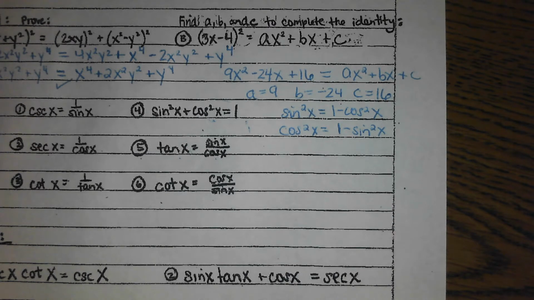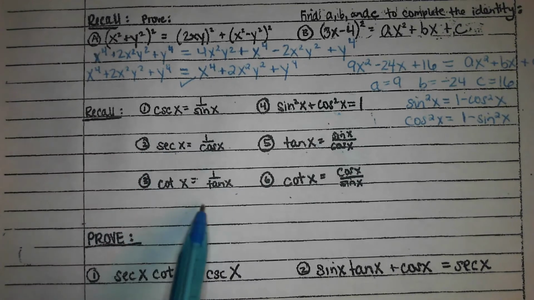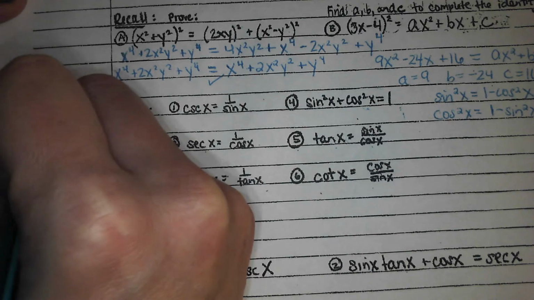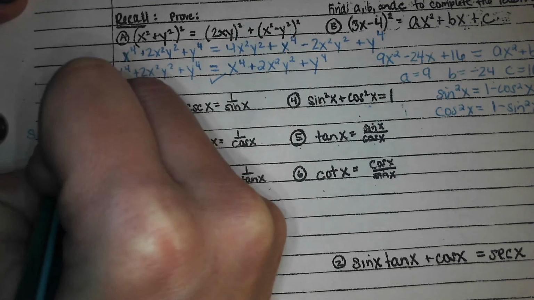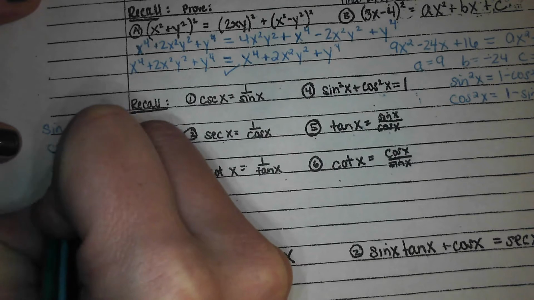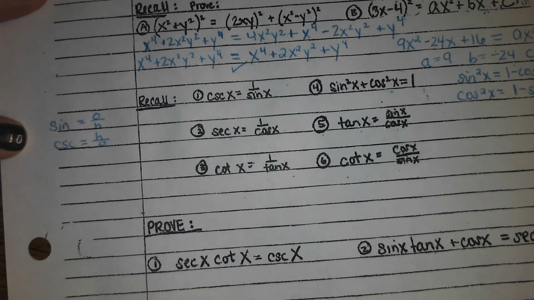Okie doke. And just because we're seeing these reciprocal functions for the first time, I'm also going to take a minute and write if sine equals opposite over hypotenuse, cosecant is hypotenuse over opposite. You follow that?